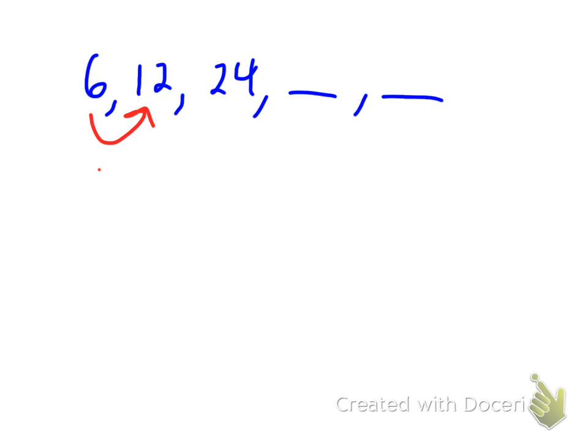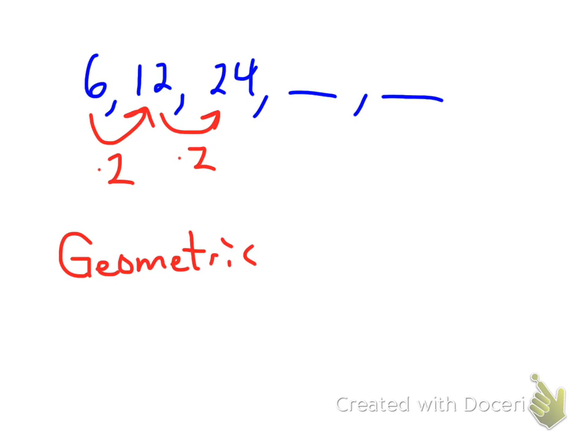Well, I could multiply by 2 to get there, and if I multiply by 2, I'm getting to 24. So now, instead of a number being added, we're having the same number multiplied. That makes this a geometric sequence. So there's a common multiplier. So with that, my next couple numbers would then be 48 and then 96, because I'm multiplying by 2 each time.